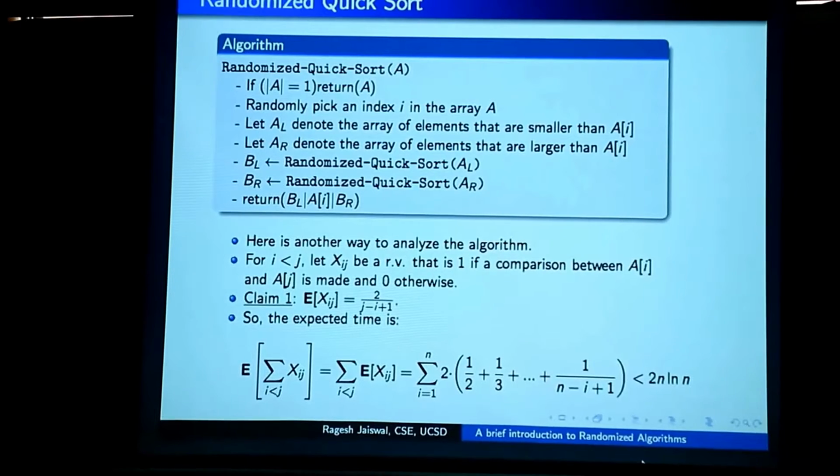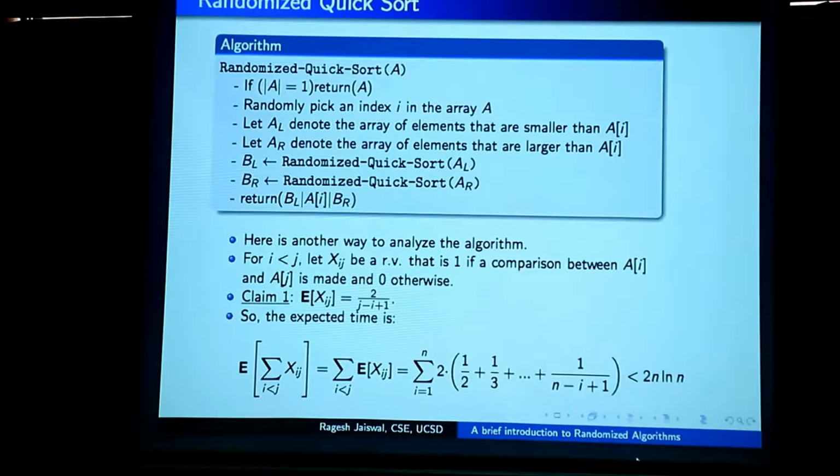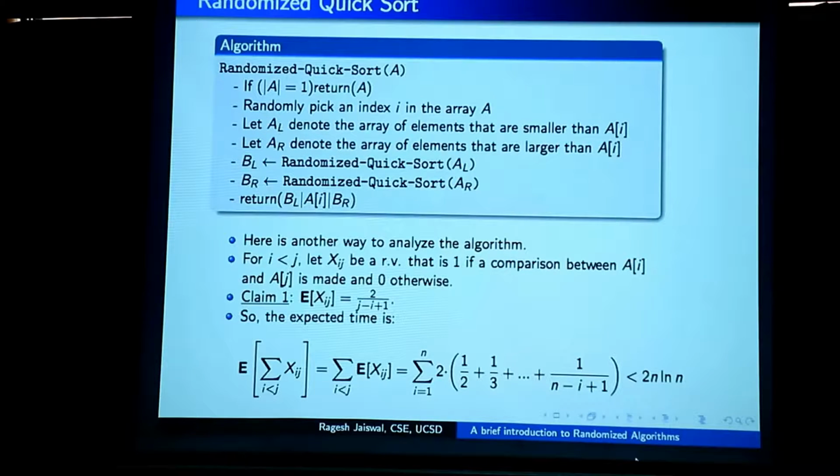So again, from a completely different analysis, you get that the running time of randomized quicksort in expectation is order n log n.